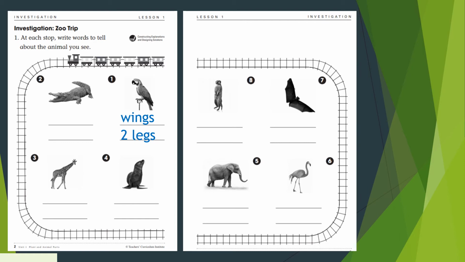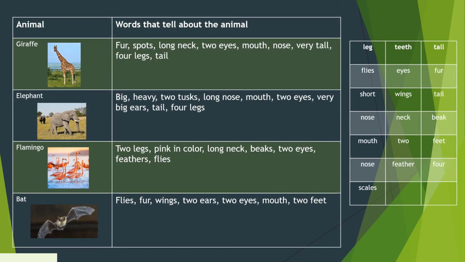So hopefully you have number 1, number 2, and number 3 done. Hopefully. All right, let's look at some more animals. A giraffe. Giraffes have fur, spots, long neck, 2 eyes, a mouth, a nose. They're very tall. They have 4 legs and a tail. Pick 2 words to use to describe that giraffe.